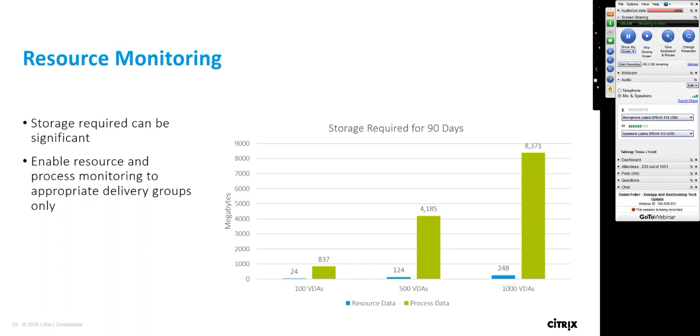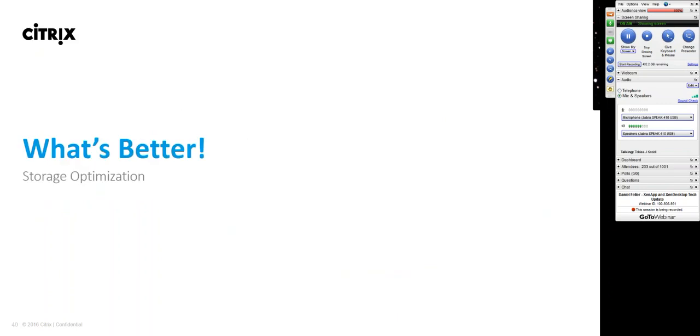So as you can see, resource data isn't that bad. 1,000 VDAs over 90 days is 250 megabytes. But the process data is 8 gig. So it's much more substantial with the process data.